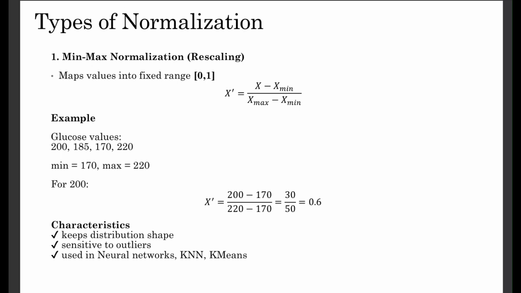For example, glucose values are given as 200, 185, 170 and 220. The minimum value is 170 and the maximum value is 220. For the value 200, we can find the x dash value which tends to 0.6. So 200 becomes 0.6 in the normalized scale. Characteristics: it preserves the distribution shape but is sensitive to outliers. An extreme outlier will compress all other values into a very narrow range.